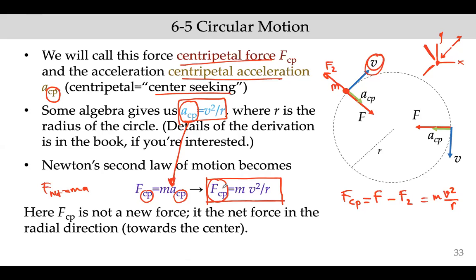So again, here F_CP is the centripetal force. It's the net force in the radial direction. So maybe write it here: F_CP is the net force in the radial direction, which means towards the center of this circle.